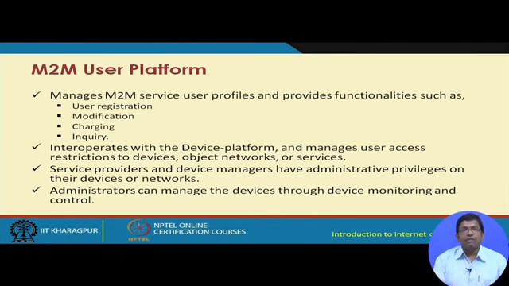Now, the user platform manages the M2M service user profiles and provides functionalities such as user registration, modification, charging, inquiry. It interoperates with the device platform and manages the user access restrictions to devices, object networks or services, and service providers and device managers have administrative privileges on their devices or networks.